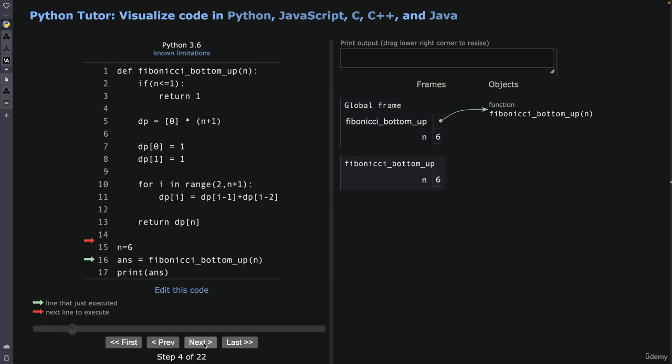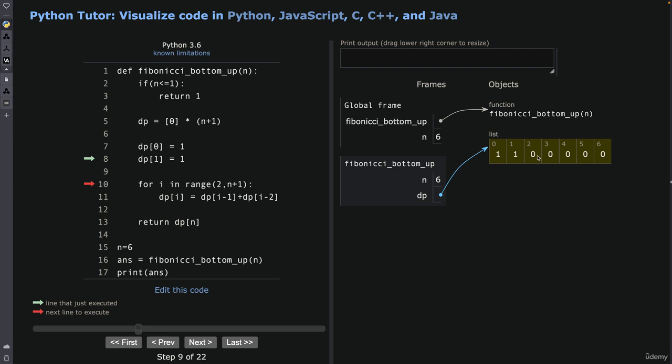Let us move forward. Is n less than or equal to 1? No. So we cannot return 1. I am making a DP array. See this particular array. And now right in front of you, you will see how these values are getting filled up. DP of 0 I know is 1.